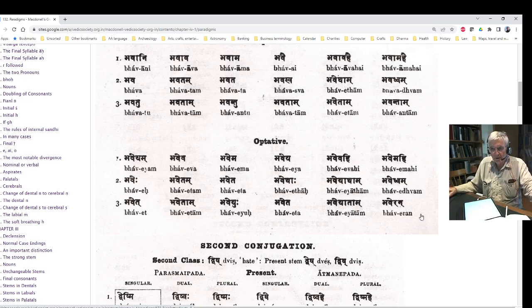Bhavemahi, bhavedvam, and bhaveran. You will sometimes see this eran ending in Pali, labheran. They might obtain. That's where it comes from.